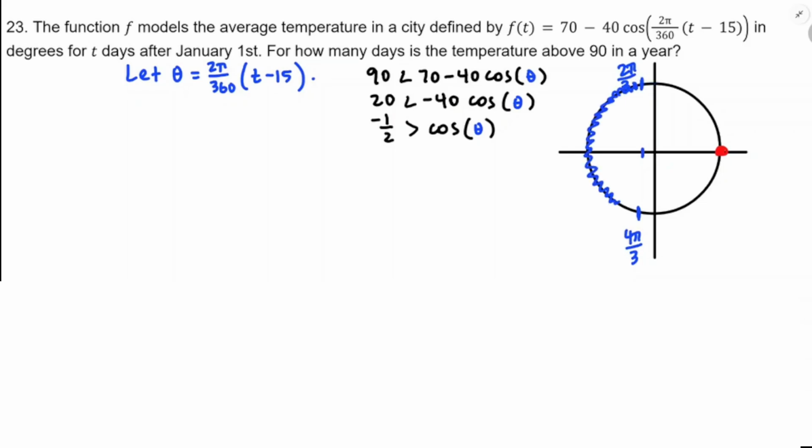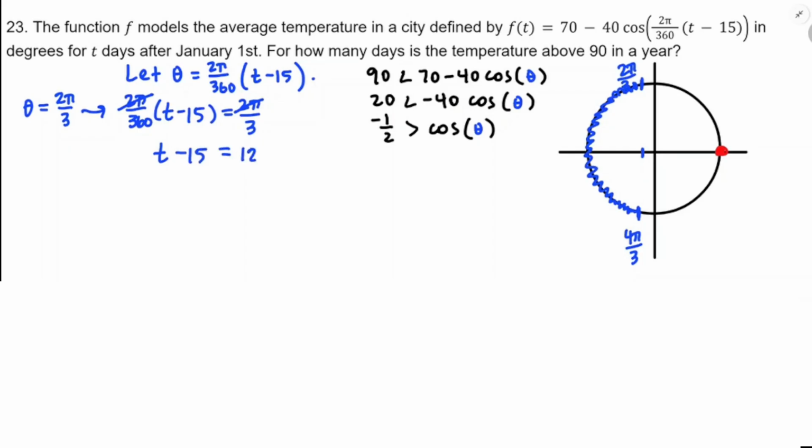So I was thinking, the season of being above 90 shouldn't be broken over the new year, or at least it doesn't seem like it. So what I'm going to do is figure out where theta equals 2 pi over 3 and theta equals 4 pi over 3, and then figure out the distance between those two in days. So theta equals 2 pi divided by 3. That means 2 pi over 360 times t minus 15 equals 2 pi divided by 3. First I'm going to divide both sides by 2 pi, and then multiply both sides by 360. So I'll have t minus 15 equals 360 divided by 3.